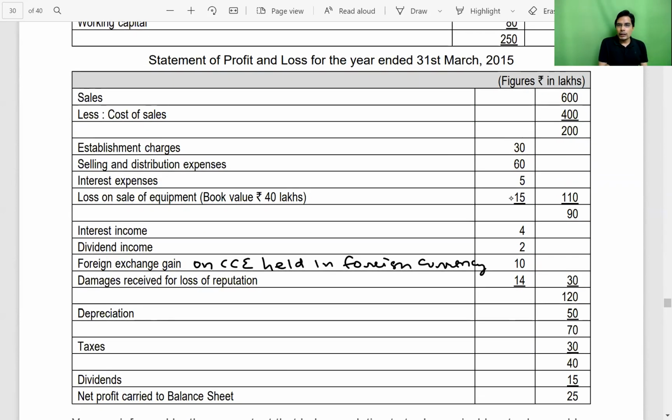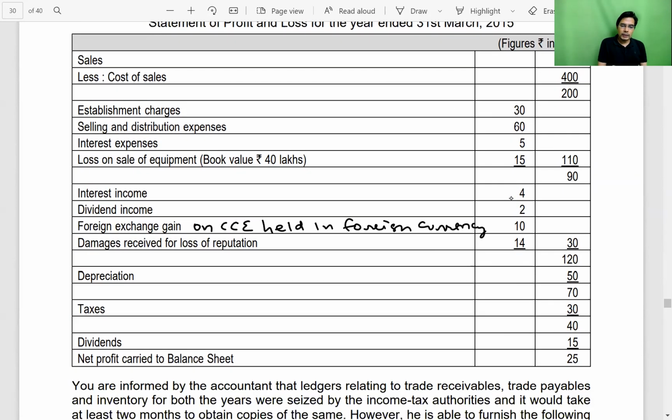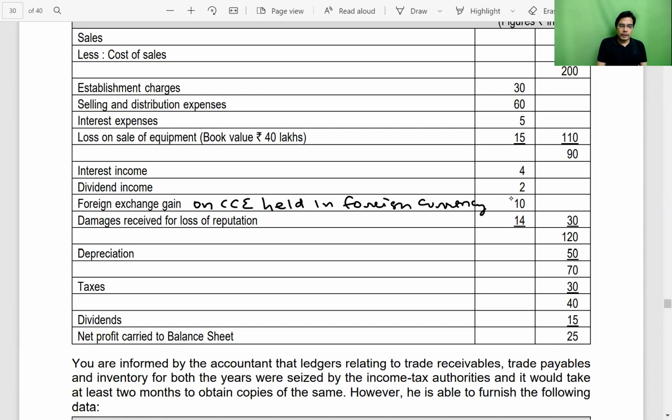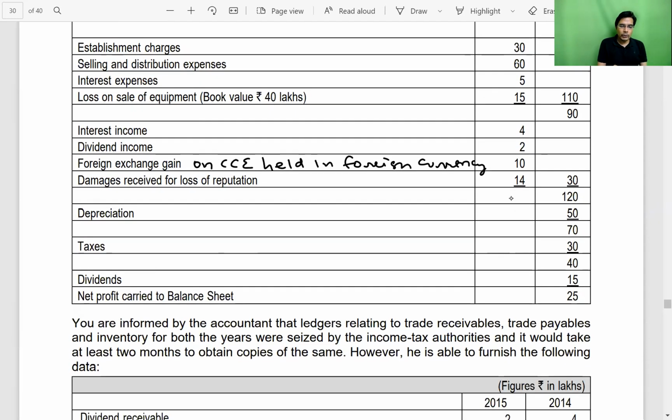Cost of sales is opening stock plus purchase minus closing stock. Establishment charges, selling and distribution expense, interest, loss on sale of equipment, interest income, dividend income, forex gain. Now, this sentence is missing in your material, so kindly add it. Foreign exchange gain on CCE, cash and cash equivalent, held in foreign currency.